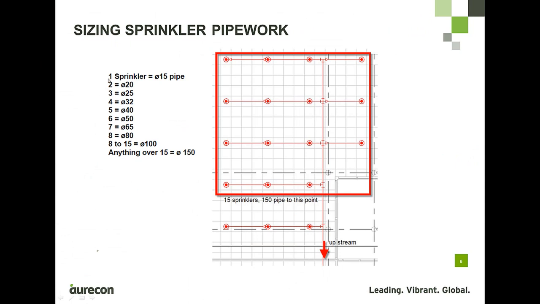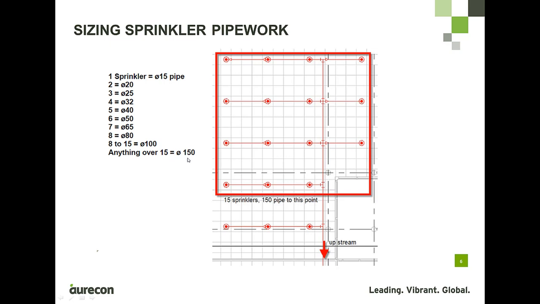This is telling us that if we are feeding one sprinkler, we're going to need a pipe that is 15 millimeters in diameter. If we are feeding two sprinklers, we're going to need a 20 millimeter diameter pipe. 3 sprinklers will be 25, 4 will be 32, 5 will be 40, 6 sprinklers will be 50, 7 sprinklers will be 65 in diameter. If we're feeding 8 sprinklers, we're going to need an 80 millimeter diameter pipe. Then any number of sprinklers from 8 to 15, we're going to need a 100 millimeter diameter pipe. And lastly, anything over 15, so if we're feeding anything over 15 sprinklers, we're going to need a 150 millimeter diameter pipe.